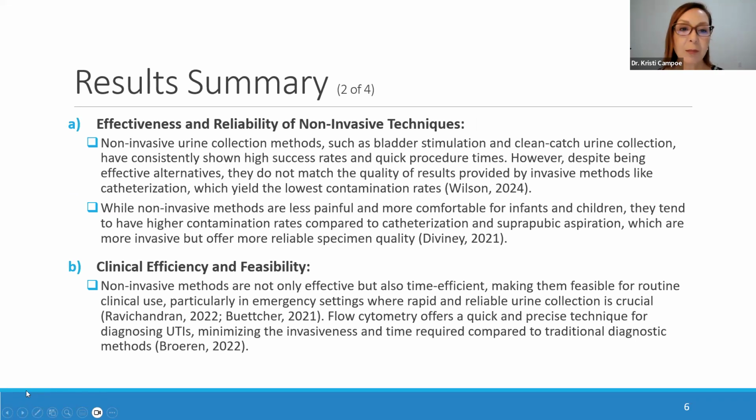First, effective and reliable non-invasive techniques of urine collection, such as bladder stimulation and clean catch urine collection, have consistently shown high success rates and quick procedure times. However, despite being effective alternatives, they do not match the quality of results provided by invasive methods, including catheterization, which yield the lowest contamination rates. While non-invasive methods are less painful and more comfortable for infants and children, they tend to have a higher contamination rate compared to catheterization and suprapubic aspiration, which are more invasive but more reliable.